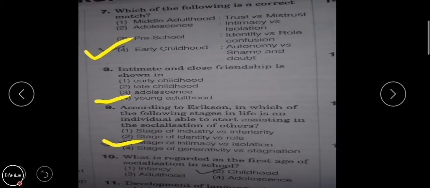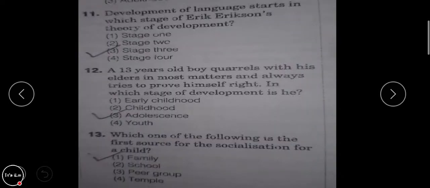Now let's move on to our next question, the tenth one. What is regarded as the first age of socialization in a school? Here our options are infancy, childhood, adulthood, adolescence. Schooling begins in childhood, not in infancy, not in adulthood, not in adolescence. Our answer is childhood.